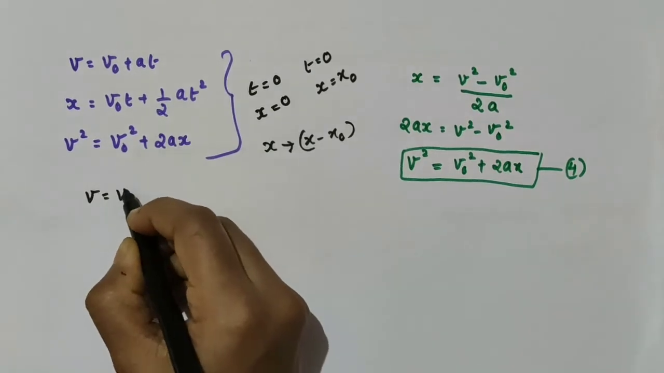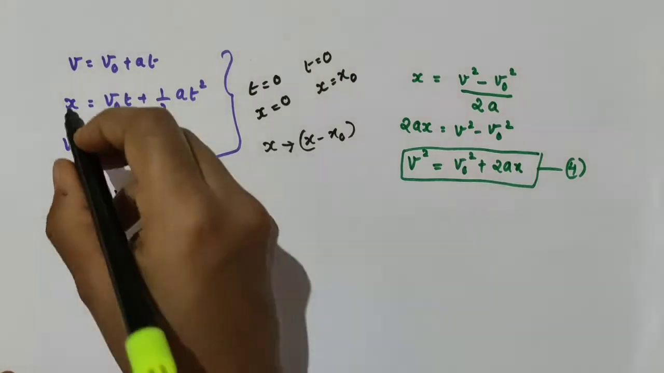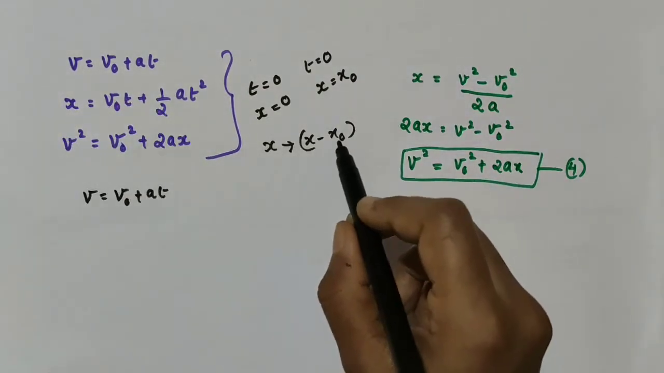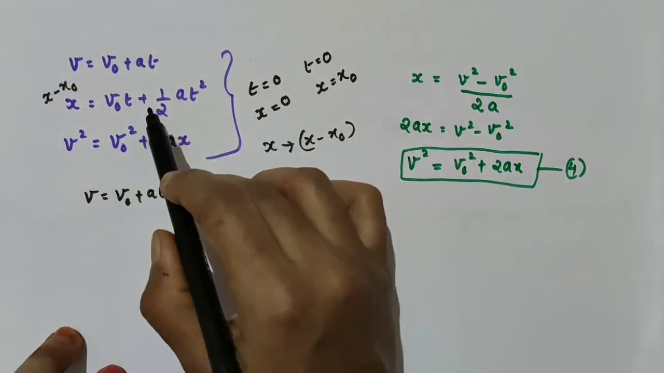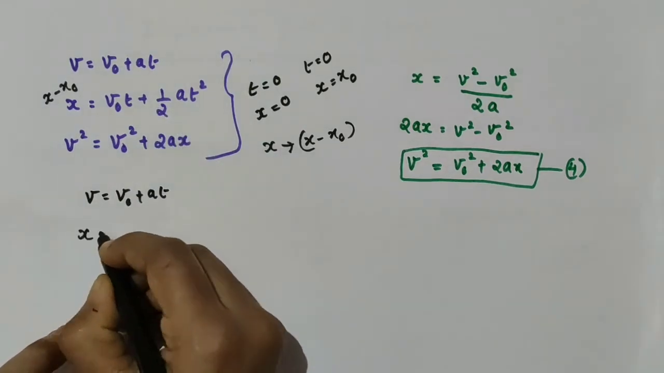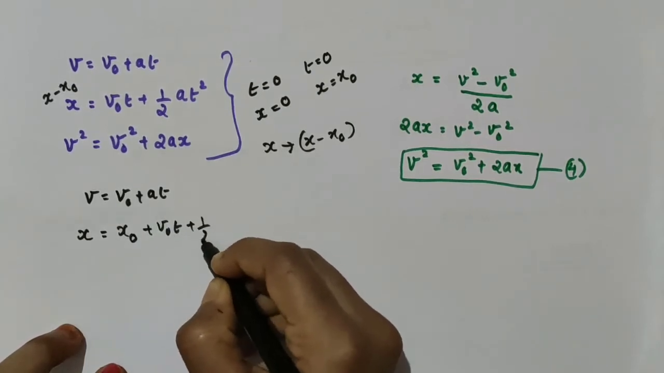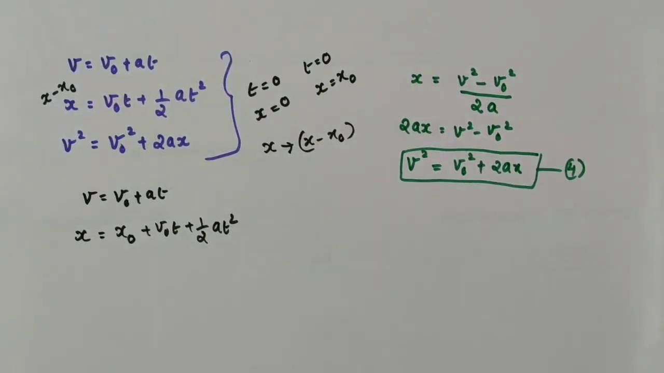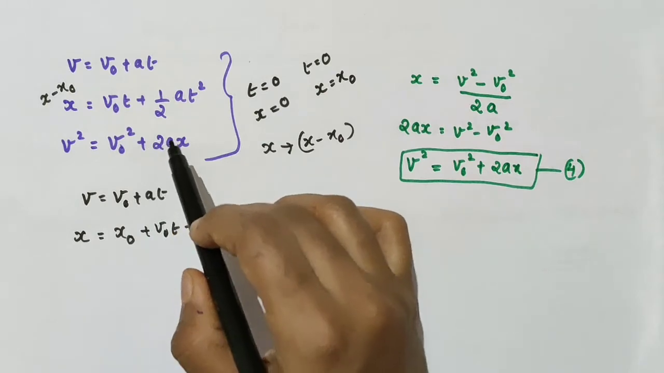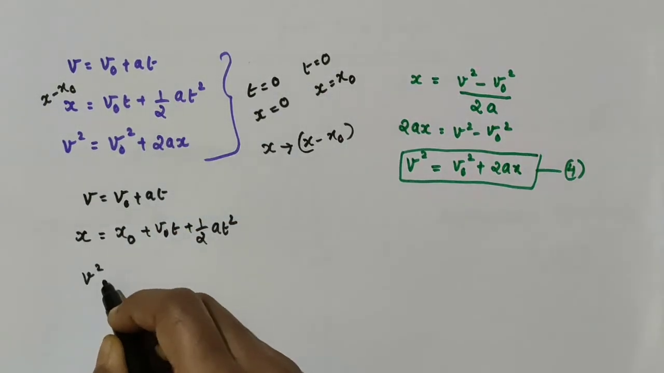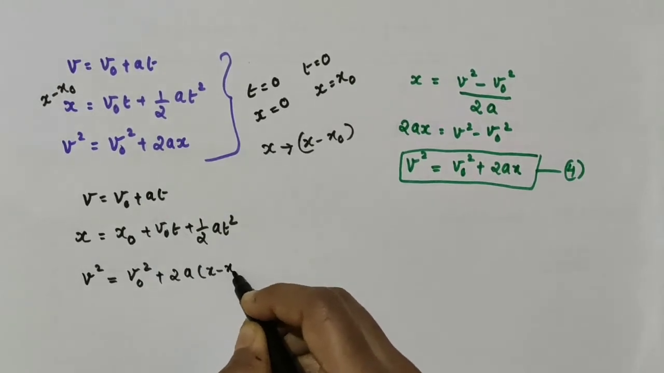One is V equal to V0 plus AT, no change is needed because there is no value of X there. Next one is X. X can be replaced by X minus X0. When I am taking this minus X0 to this side, that becomes plus X0. So we can write X is equal to X0 plus V0 into T plus half A T square. Then take the next equation, V square is equal to V0 square plus 2AX. This equation can be written as V square is equal to V0 square plus 2A into X minus X0.